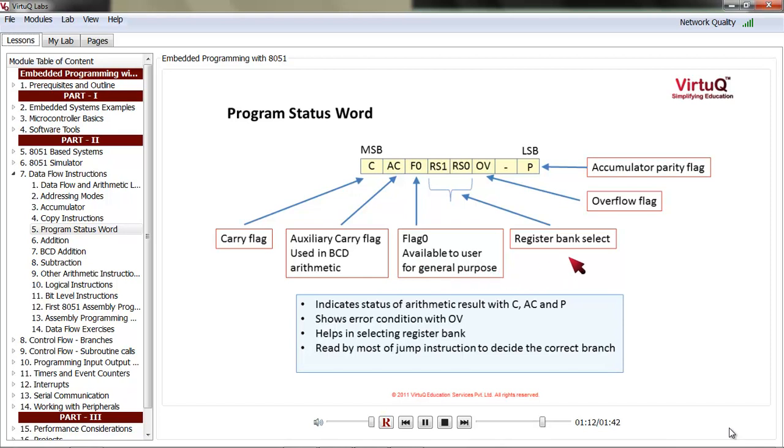RS1 and RS0 bits indicate register bank. Value 00 means bank 0 and 11 means bank 3. We have already seen the banks in the memory organization. OV flag indicates error conditions such as divide by 0 or overflow in case of signed arithmetic. And the LSB is for parity flag, which indicates the parity of value stored in the accumulator register.